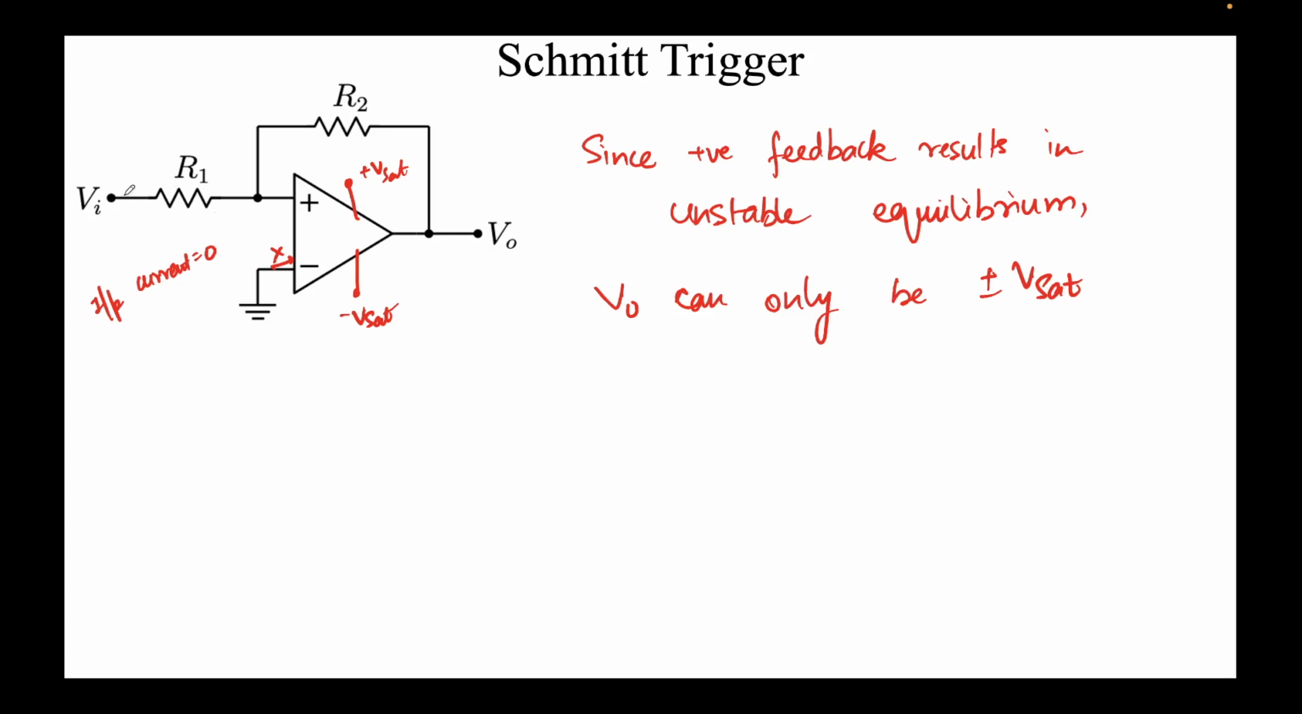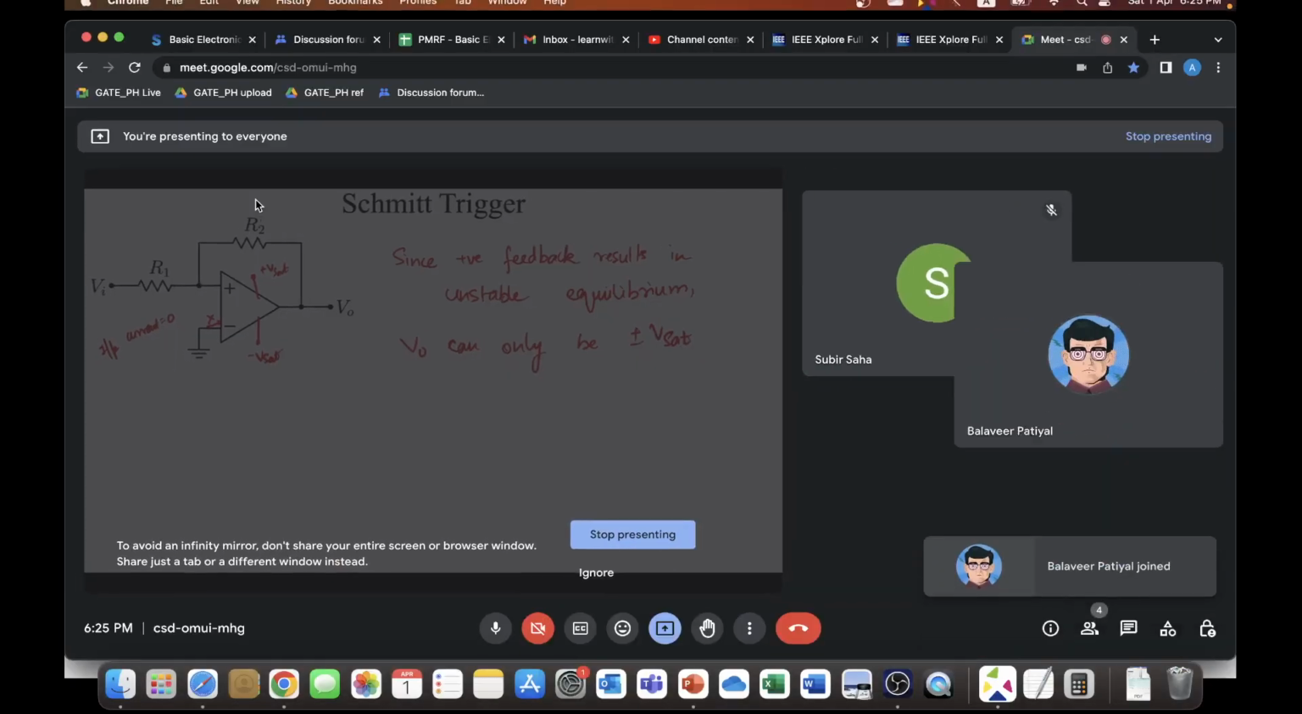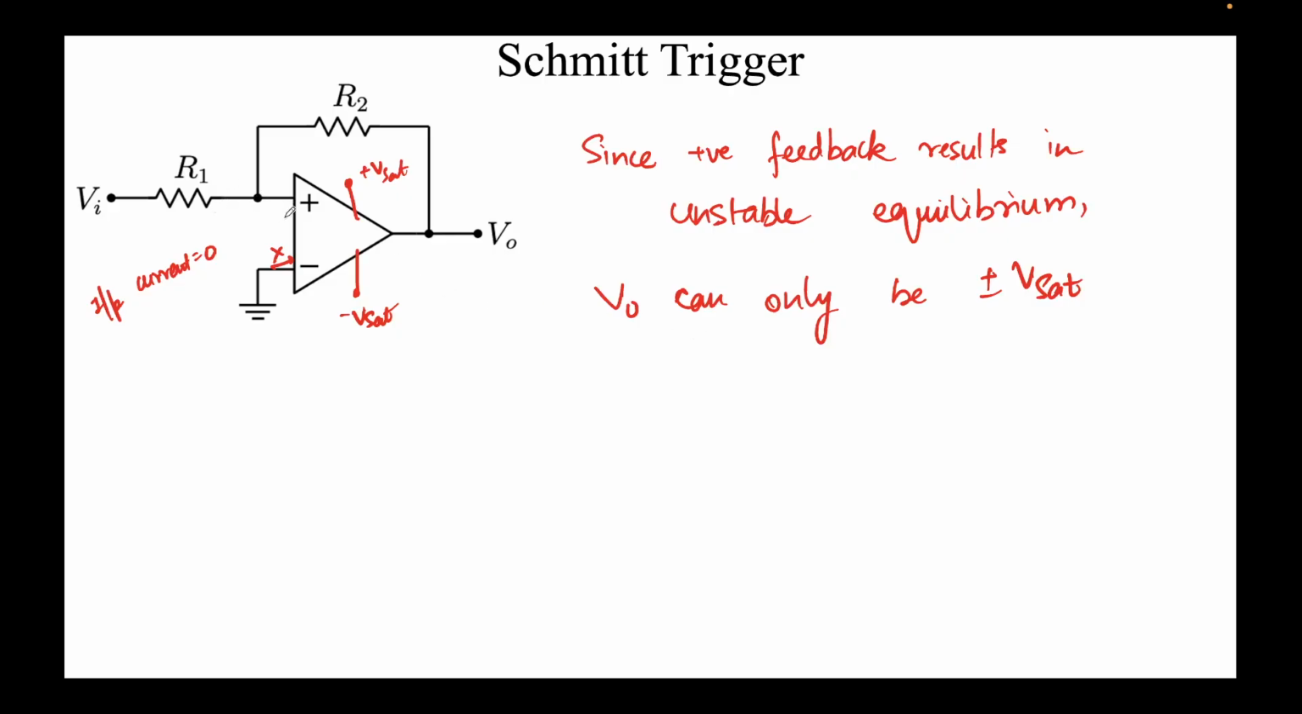Right. So let's think about a very high input voltage, let's say 100 volts. This means V0 can only be plus or minus 15 volts. If you apply the potential divider over here, this value will definitely be positive, because this is maybe like 100 volts, and this is sitting at 15 volts. So V plus will definitely be higher than V minus, and we will be sitting at plus Vsat when Vin is very high.